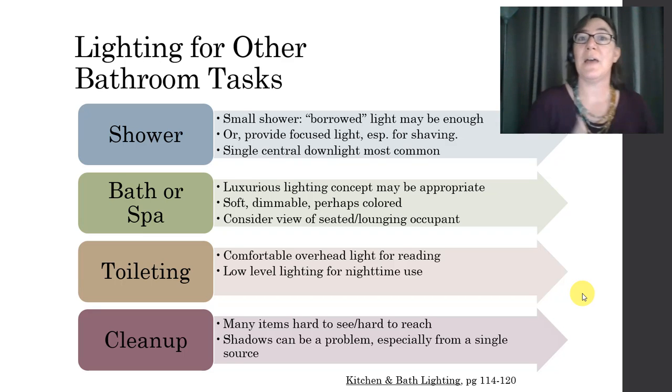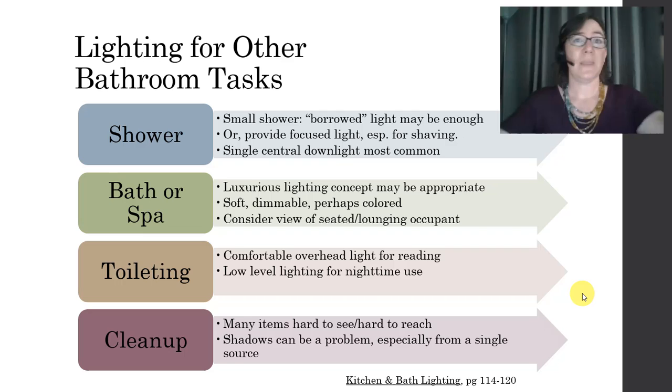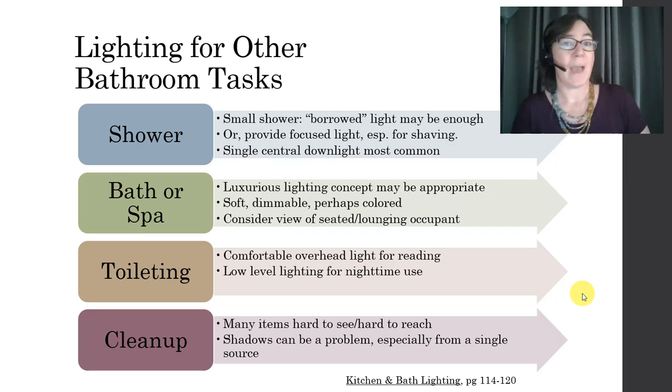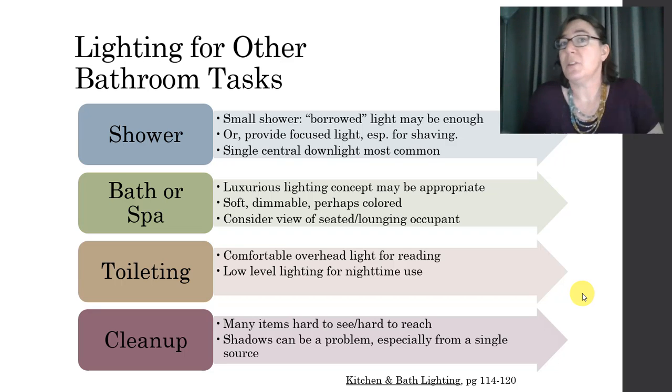Let's talk about some of the other bathroom tasks, right? They are lower on your priority list for bathroom lighting. Starting with a shower, for a small shower, just some borrowed light from the rest of the room or ambient lighting might be enough. Or you could provide focused light in the shower area, especially if you've got somebody who uses it for shaving. A single central downlight is most common, but you can kind of switch it up for some other lighting types.